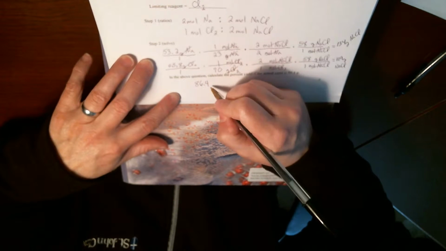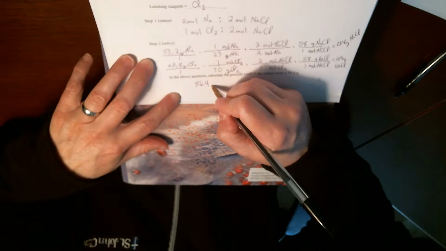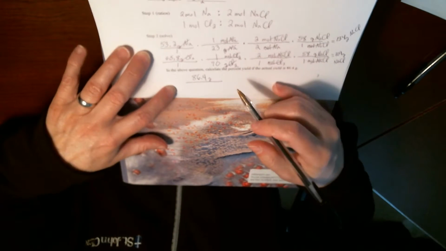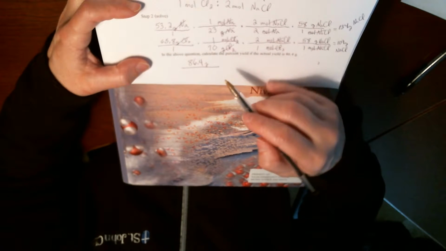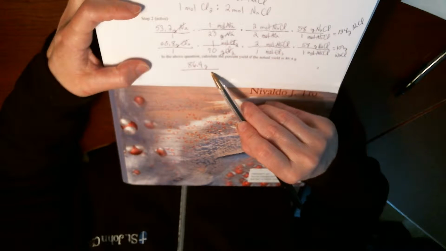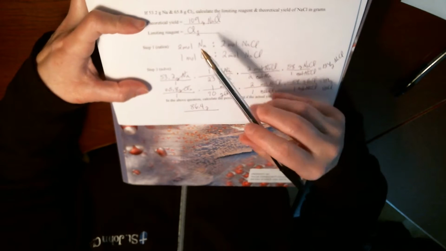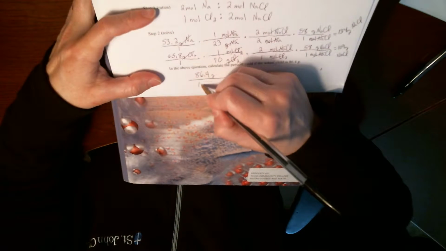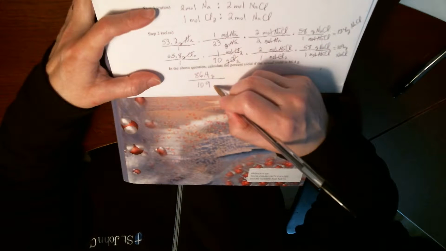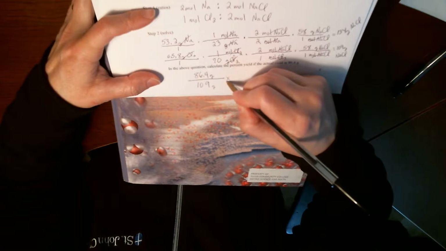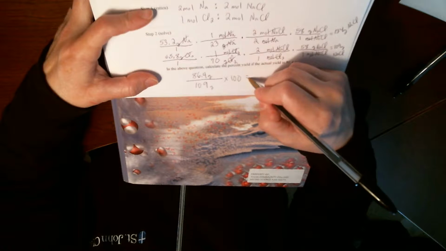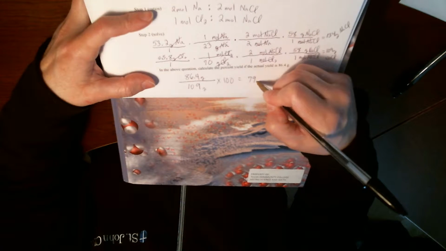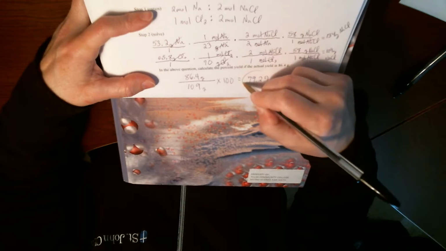86.4 grams, and we're going to divide this by the theoretical yield, which was 109. Times 100, and this will give us a percentage, and when I did my calculation, I got 79.2%.